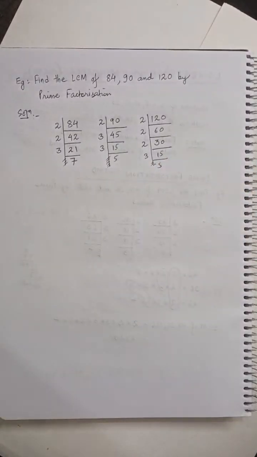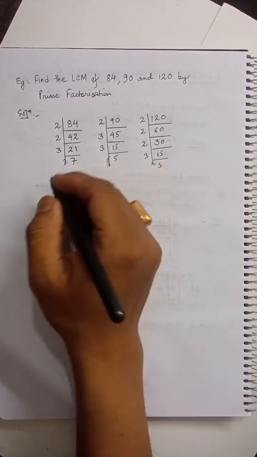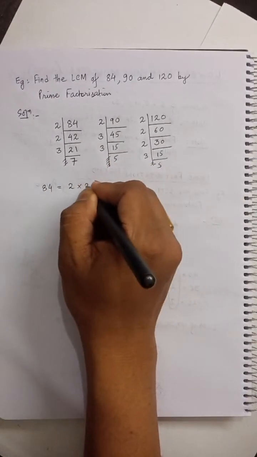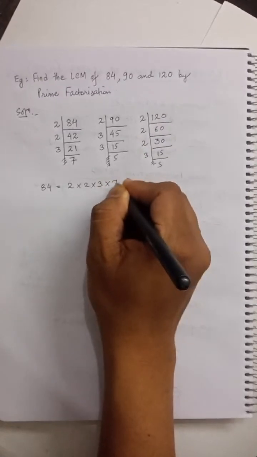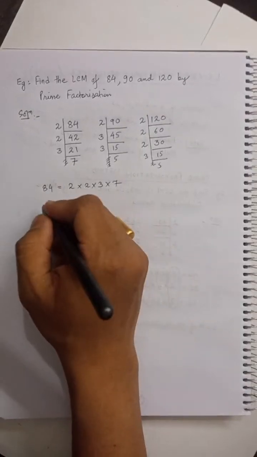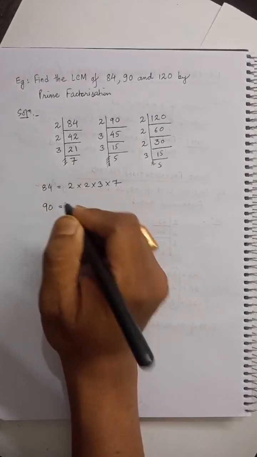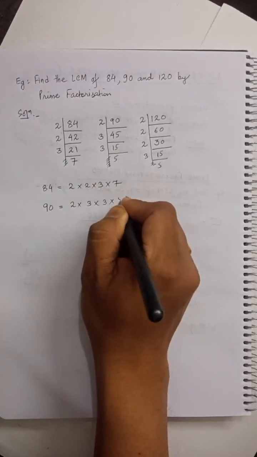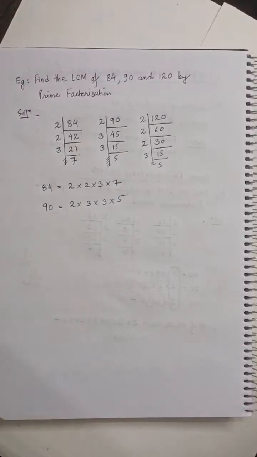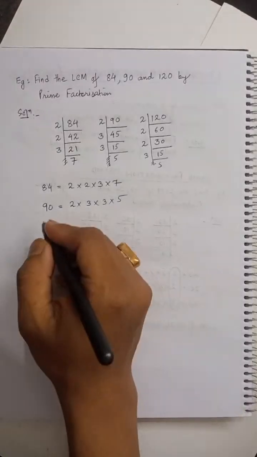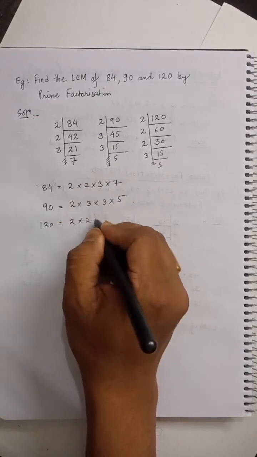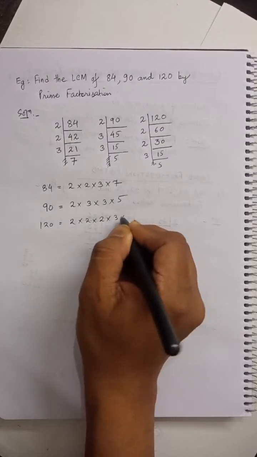Okay, so 84 is 2 into 3 into 7. Then we have 90. So 2 into 3 into 3 into 5. And then 120. 120 is 2 into 2 into 2 into 3 into 5.